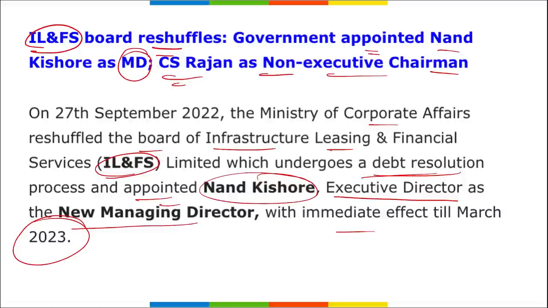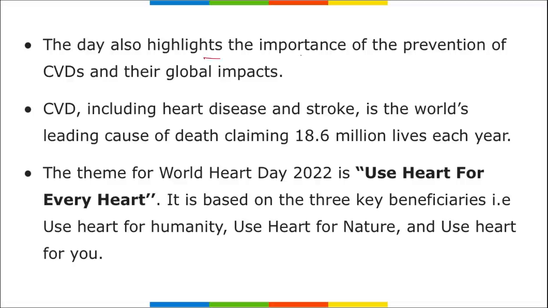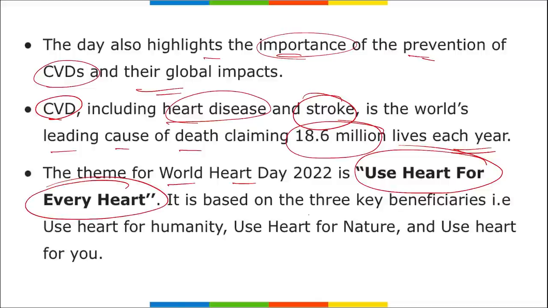If we talk about the next news, that is World Heart Day. When do we observe this? It is observed on 29th of September. The day also highlights the importance of the prevention of CVDs, that is cardiovascular diseases, and their global impacts. CVD, including heart disease and stroke, is the world's leading cause of death, claiming around 18.6 million lives each year. The theme of World Heart Day is Use Heart for Every Heart. Alright, it is based on three key beneficiaries: Use Heart for Humanity, Use Heart for Nature, and Use Heart for You. It is observed on 29th of September.